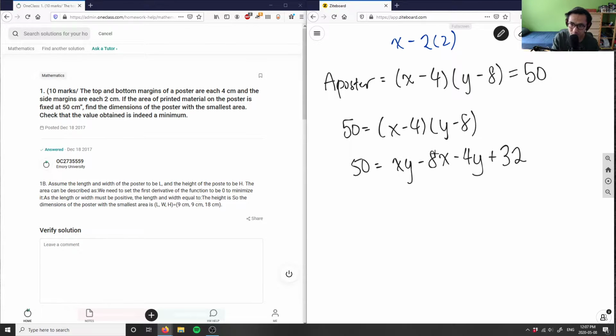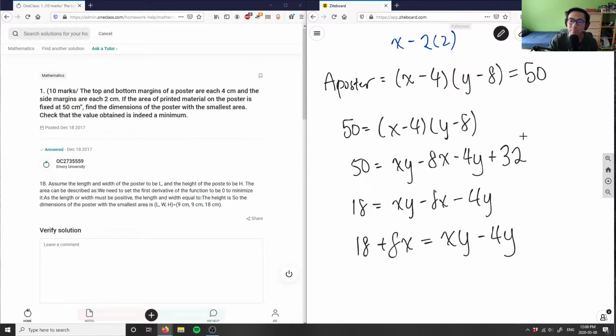So we move 32 to the other side, 50 minus 32. I'm going to subtract 32 from both sides. I'm going to get 18 on this side. And then we get xy minus 8x minus 4y, sorry. And then I'm going to move 8x to the other side as well. So I'll have 18 plus 8x here equals xy minus 4y.